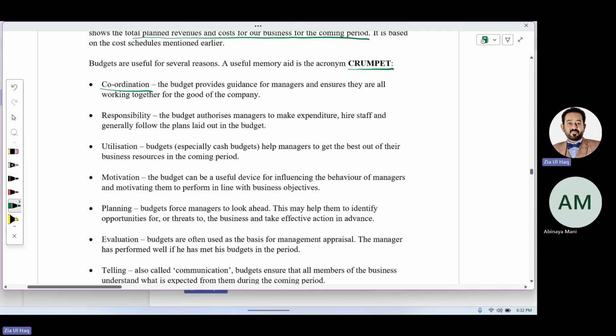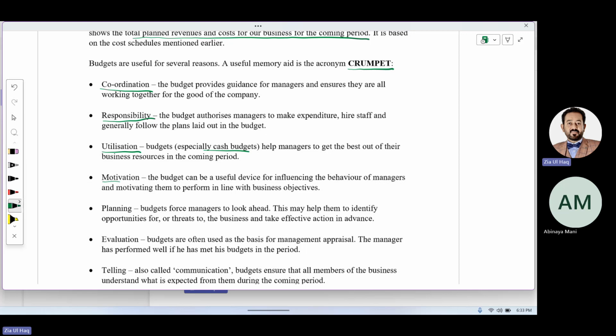While preparing budget, if you have prepared budget, your departments will make sure how to work together. Through budget, you can make your manager responsible because you have given them the target. So to achieve the target, they will focus on that. So they will become more responsible. Through budget, you can utilize your resources properly, especially the cash resource, because you have prepared a plan where we need to use what kind of money.